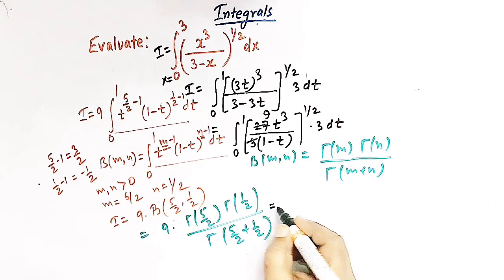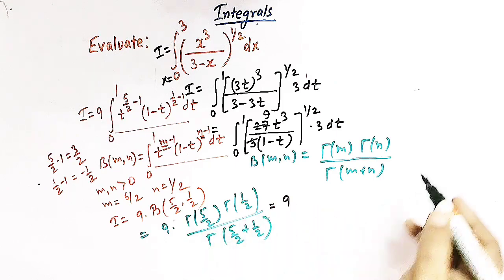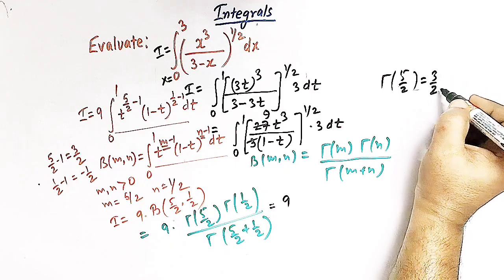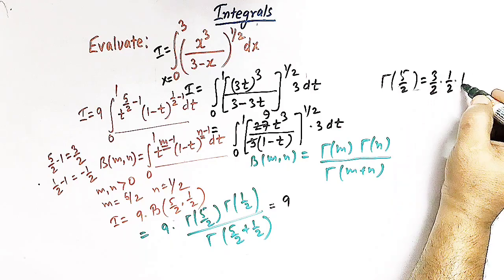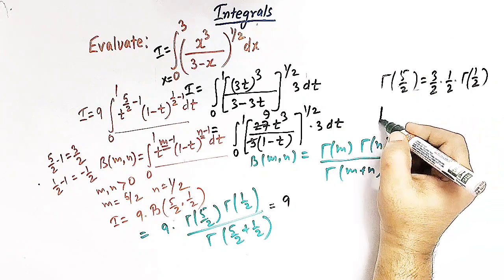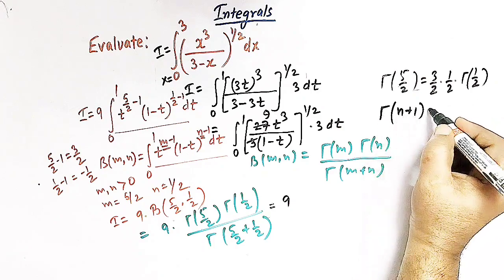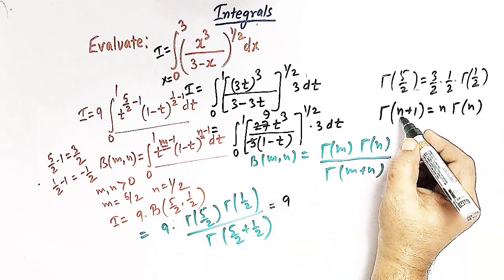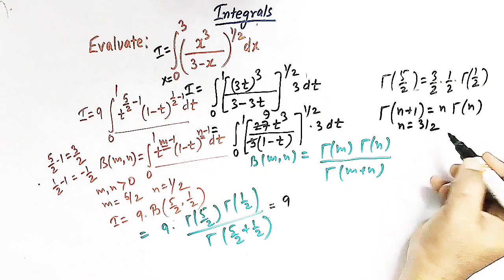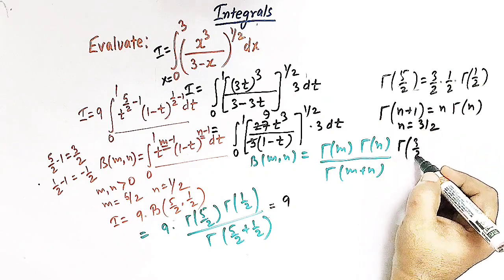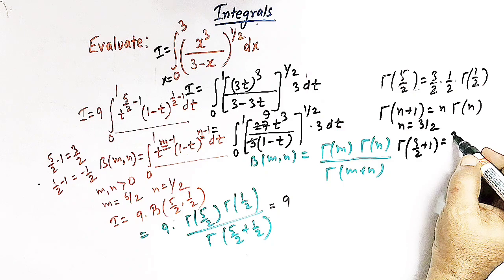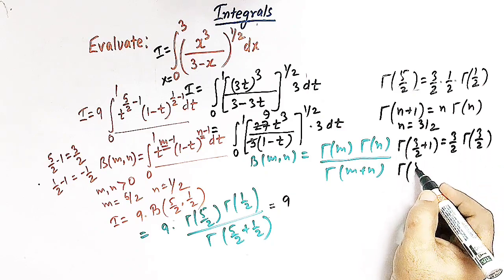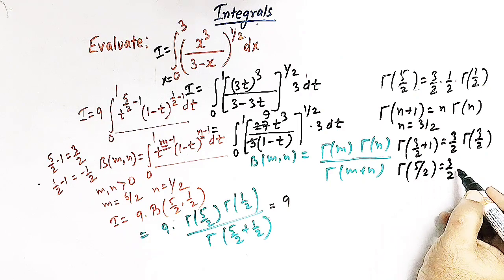So now we can write 9, and here gamma of 5 by 2 can be written as 3 by 2 times half times gamma of half, because we know that gamma n plus 1 is given by n times gamma of n, right? So when we take n is equal to 3 by 2, then here we have gamma of 3 by 2 plus 1, and here we have 3 by 2 and gamma of 3 by 2. So this is gamma of 5 by 2, and here we have 3 by 2.